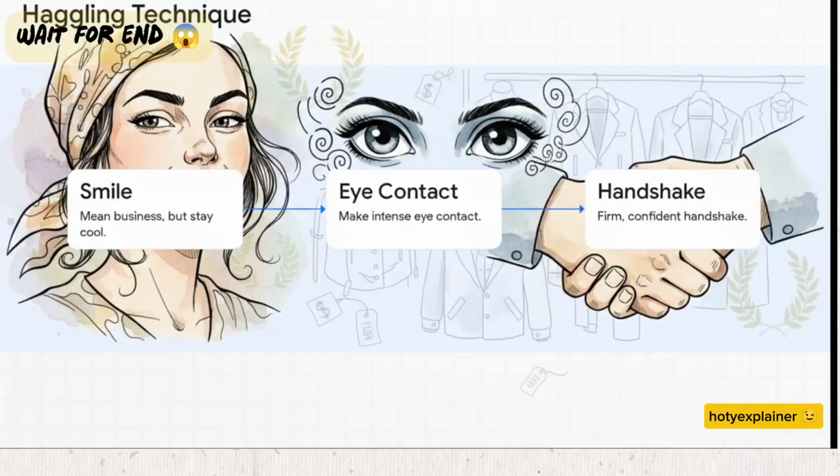And what's great is that the mother's influence isn't only emotional, it's also highly practical. Hope actually inherited a 3-step haggling technique from her mom's old thrift store days that literally saves them from starving on the road. Step 1, you gotta smile. Mean business, but stay cool. Step 2, make intense eye contact. And step 3, deliver a firm, confident handshake. Throwing this humor into the mix perfectly balances out the heavier emotional beats of grief and loss.